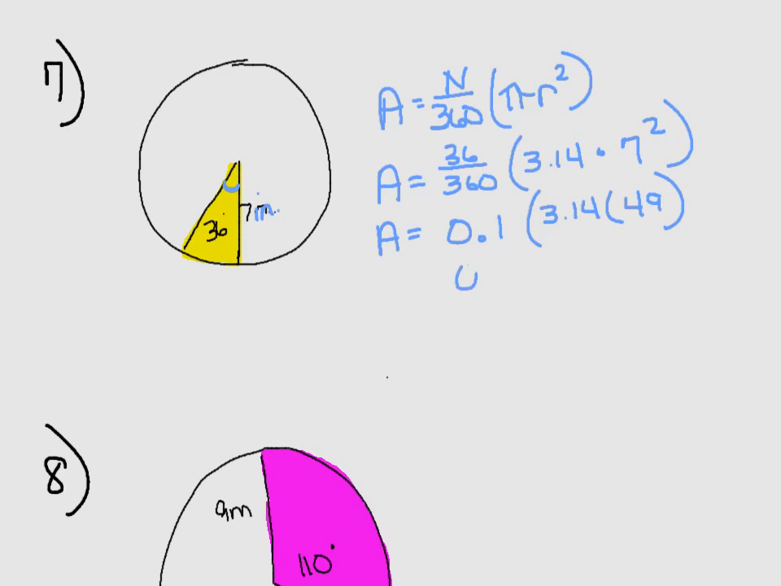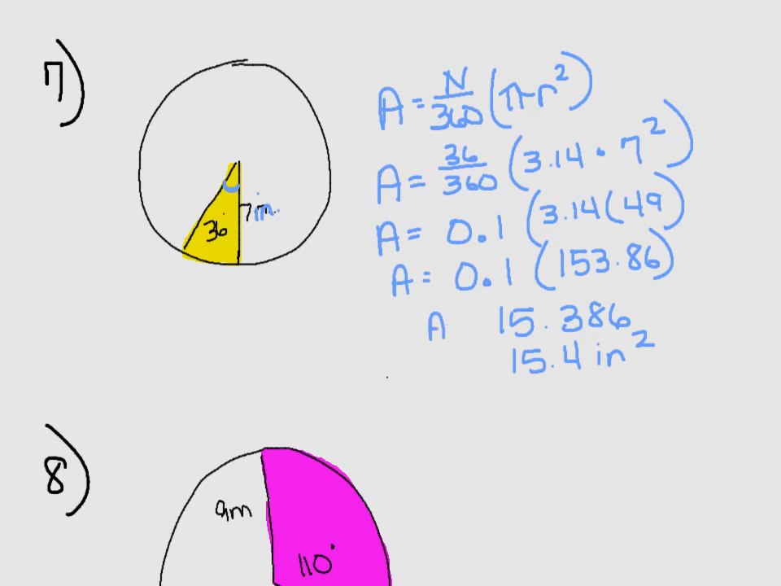49 times pi. Okay, so we have 0.1 times 153.86. Now let's do our final multiplication and round to the tenth place. So on the calculator, you should have 15.386. When we round it, it should be 15.4. And because it's the area of the sector, we are definitely in units squared. Okay. All right, let's try number 8 together.